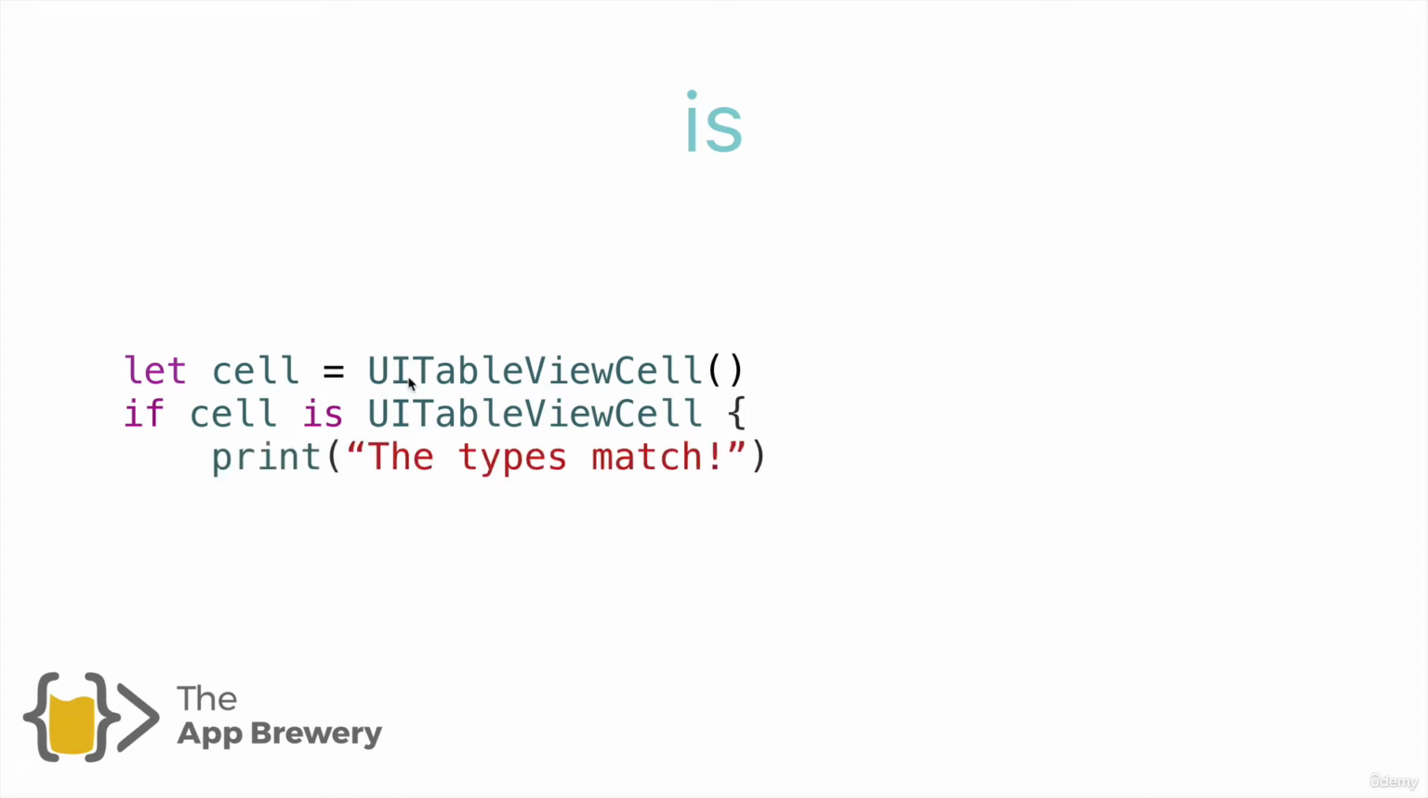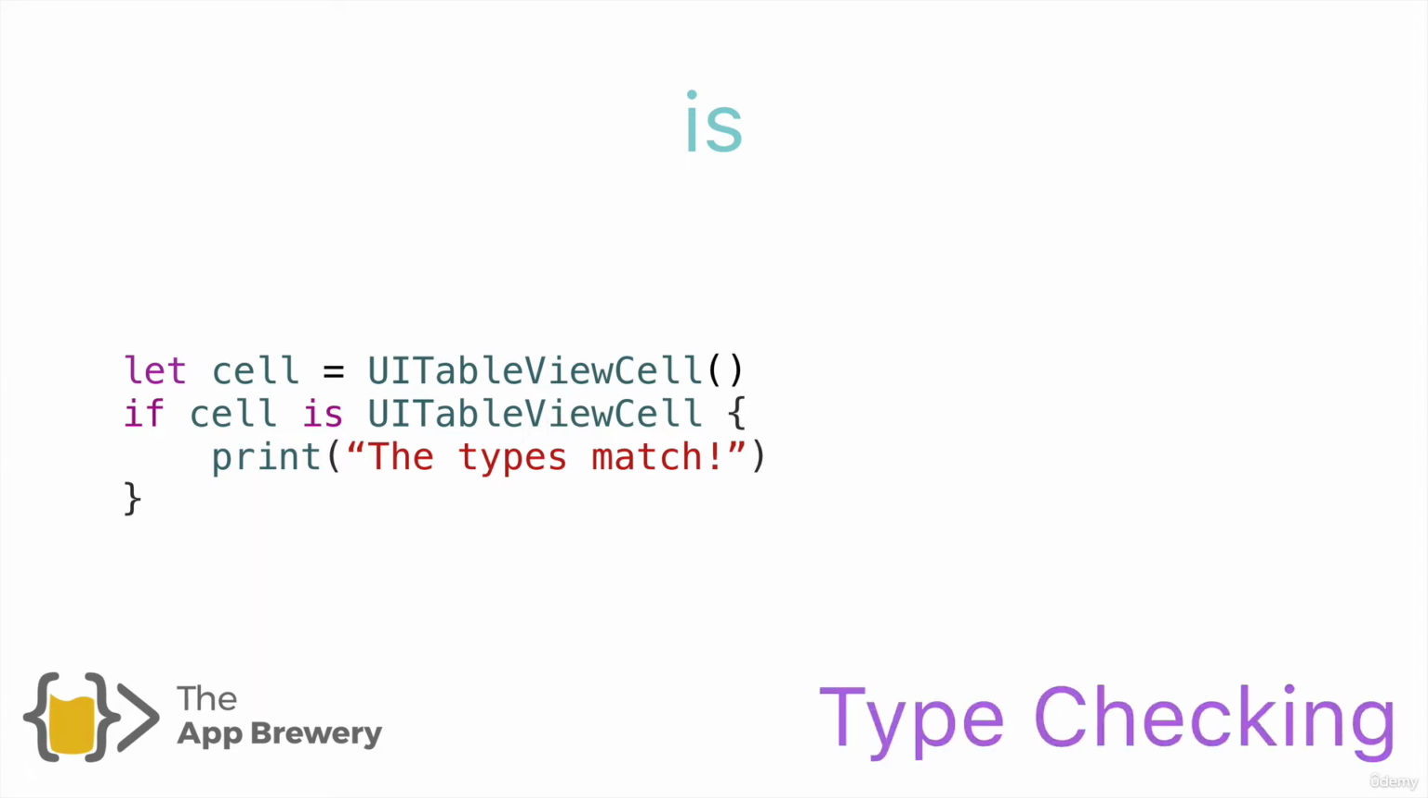So in this case, if we had a cell created from a UITableViewCell and we check if it is indeed that data type, between the left hand side of the is and the right hand side of the is. So this keyword is used for type checking.